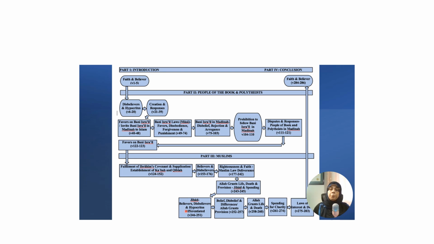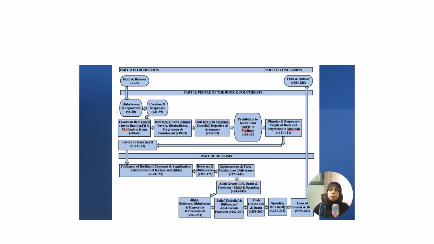So the hypocrites become evident during the time of the battle, on how they backed out and would also discourage Muslims from participating in battle. So they would take the side of the winning party, and that is why they are called hypocrites, as their position shifts according to what is suitable.